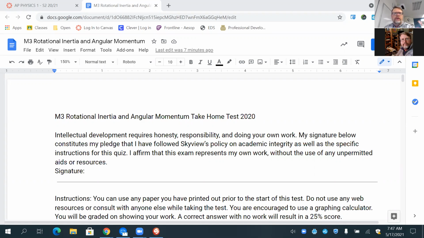This is Mr. Schmidt. We're talking about the answer key to the M3 rotational inertia and angular momentum take-home test, which I started off with a typo from the very beginning. First, I have two typos. I left this on there, and we're now on 2021. Okay.